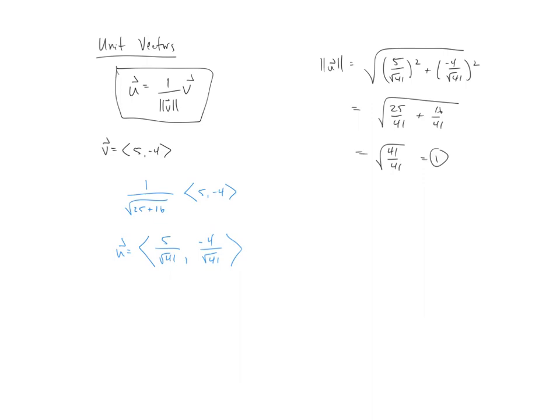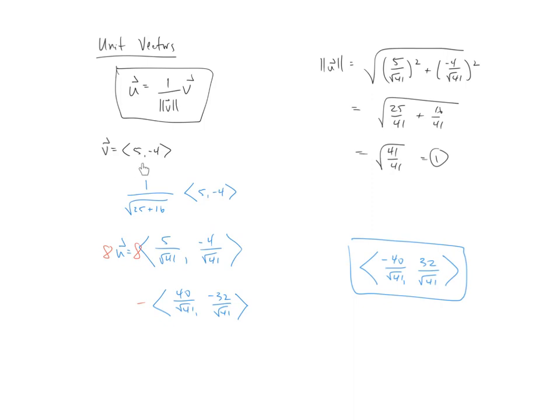Now, it's also helpful in solving this problem, because if our job is to find a vector of length 8, and this has length 1, then all I need to do is multiply the unit vector by 8. When we distribute this, we'll get 40 over root 41 and negative 32 over root 41. And we have a vector that points in the same direction as this, but with a magnitude of 8. To find a vector that points in the opposite direction, all we have to do is put a negative out in front of it. When we distribute, we come up with a final answer of negative 40 over root 41 and a positive 32 over root 41. So this vector is of length 8 and points in the opposite direction as the original.